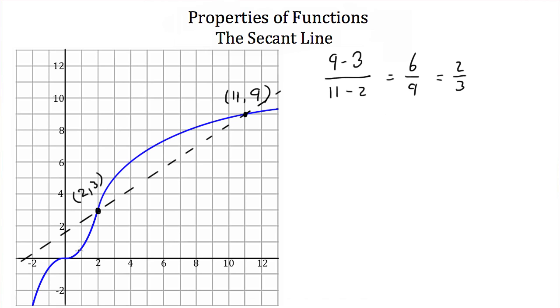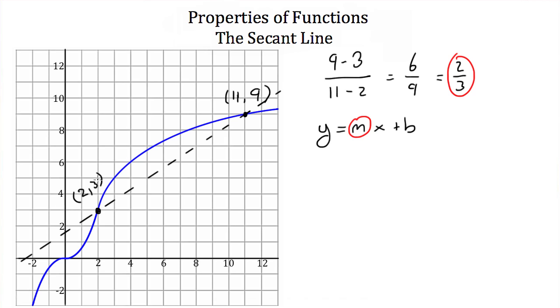Now if you want to find the equation for this secant line, use standard slope-intercept form, where m is our slope and b is our y-intercept. And we know our slope is 2/3. So what we do is plug that in for m, and then pick either of these points, because we know these points are on our line, and plug them in for x and y. Then we'll be able to find the value of our y-intercept.